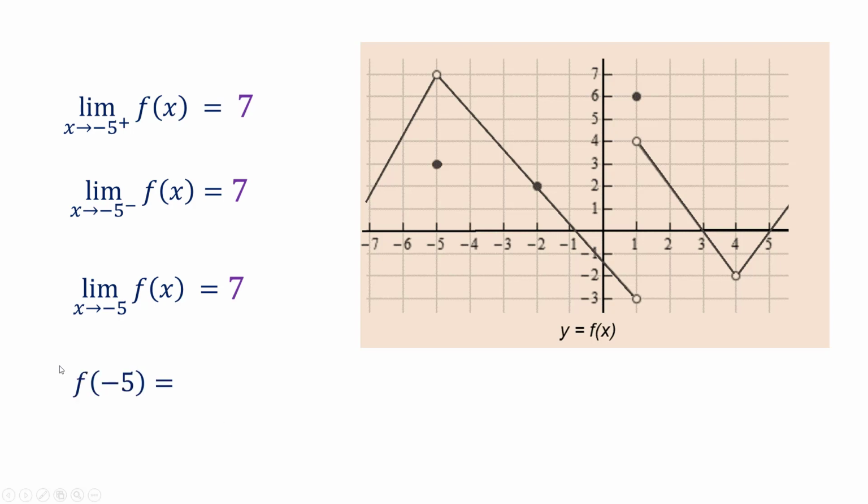And also we want to find the value of the function at -5. When x is exactly -5, the corresponding y value of the function equals 3. So f of -5 is 3.